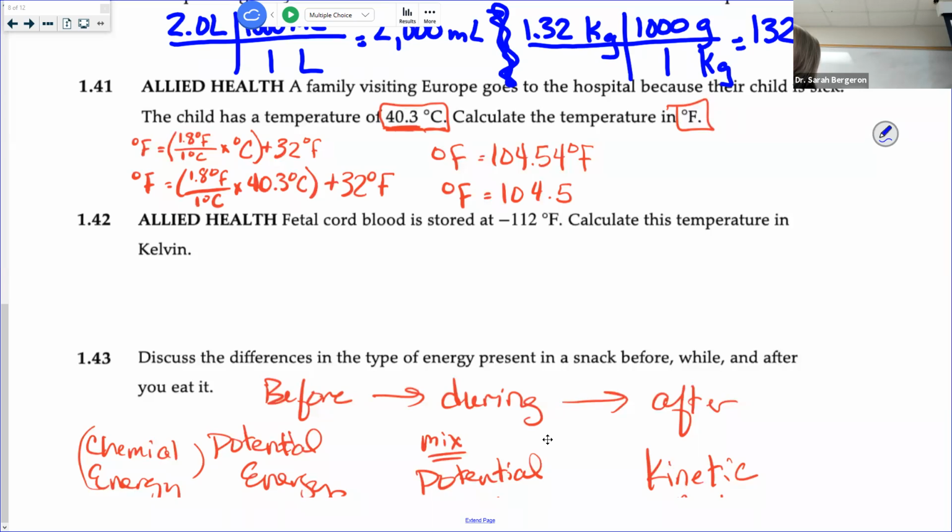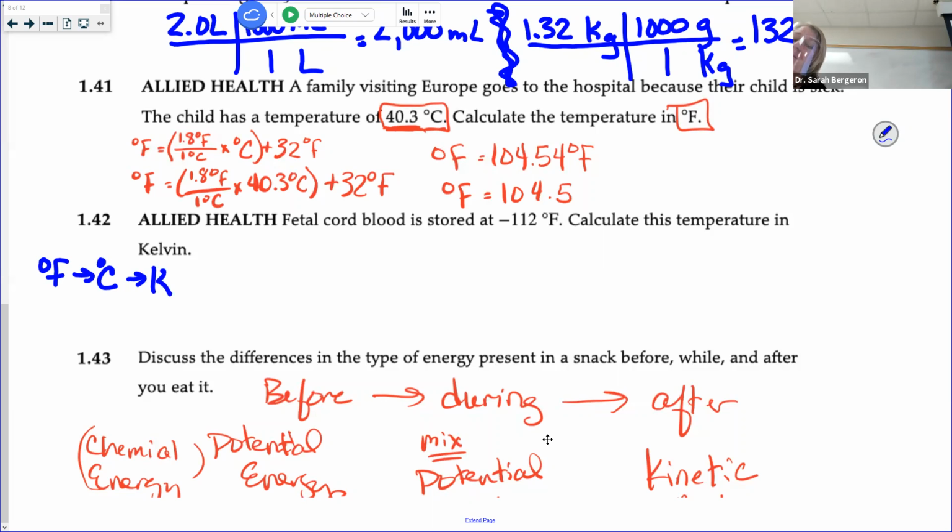So you need to pull it up because there are multiple formulas for temperature. Here we have fetal cord blood that's stored at negative 112 degrees Fahrenheit. What if you have a freezer, but it's not in Fahrenheit, it's in Kelvin? How do you know what temperature to set the freezer at? You have to be able to convert, right? So look on your sheet. Do we have a formula that will convert us straight from Fahrenheit to Kelvin? No. So we're going to have to go from Fahrenheit to Celsius to Kelvin.